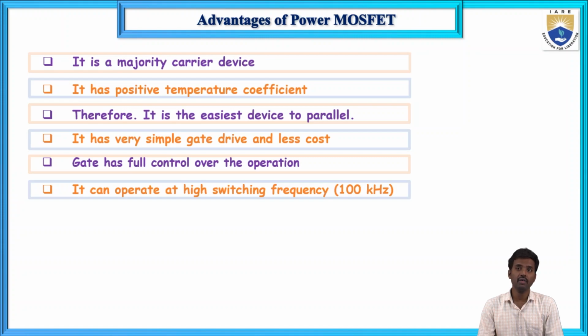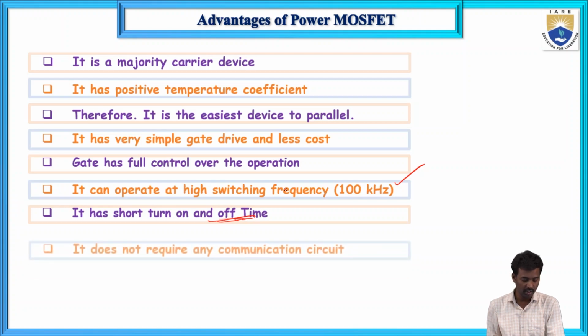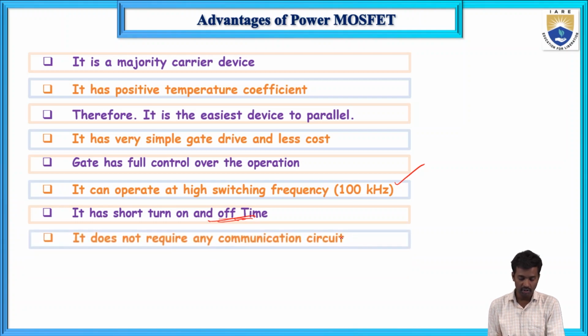So here the turn off time is very less. Time is less means the frequency is very high, so it can be used for high frequency, high switching applications, up to 100 kilohertz. And next, it has short turn on and turn off time because of fewer holes, and it does not require any commutation circuit. So it has full control over the operation.